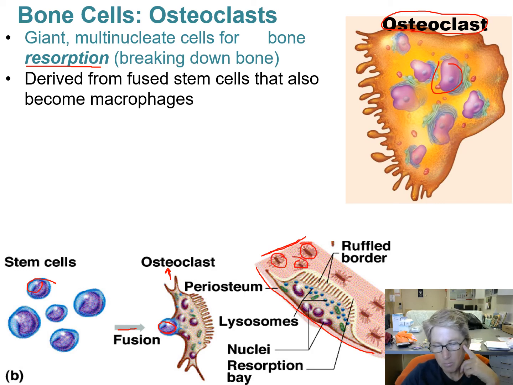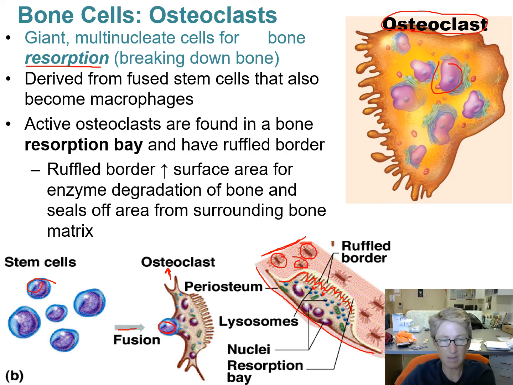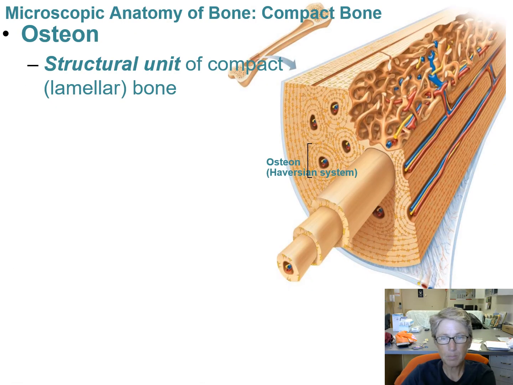And then here's the giant osteoclast, and the projections of its plasma membrane are called the ruffled border. Then you've got these lysosomes with enzymes in them that will be secreted onto the bone, and those enzymes will break down the bone, and then the calcium in the bone that was broken down will get into the blood, and then you'll be able to do calcium homeostasis, which we'll talk about later.